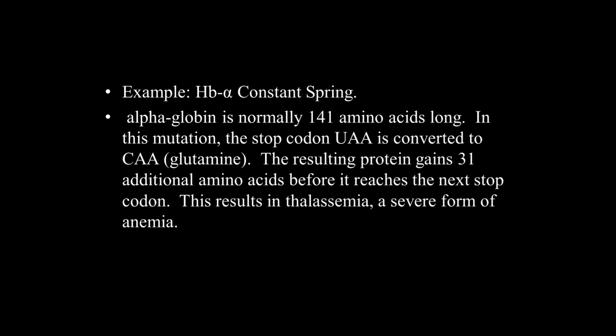Say for example, in case of thalassemia, which is a severe kind of anemia, the alpha globin gene is normally 141 amino acids long. Here, a mutation in the termination codon UAA converts it into CAA, that is glutamine. Because UAA is converted into CAA, the amino acid synthesis will continue and the resulting protein will have 31 additional amino acids till it reaches the next stop codon. That may have a very deleterious effect, like it may cause thalassemia.